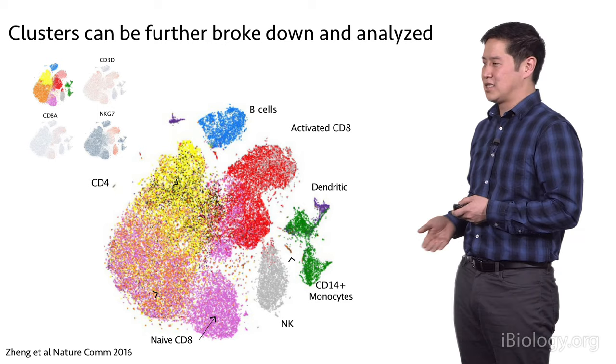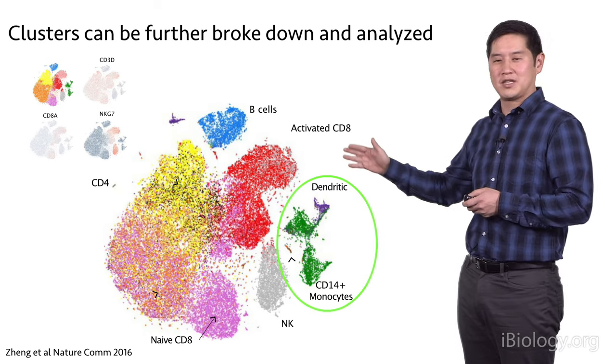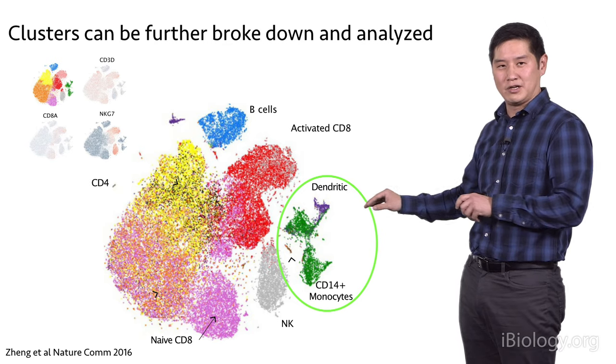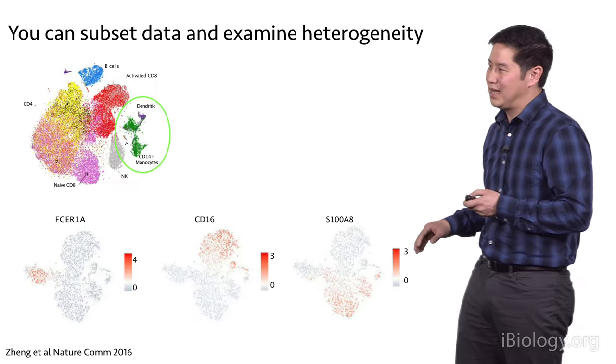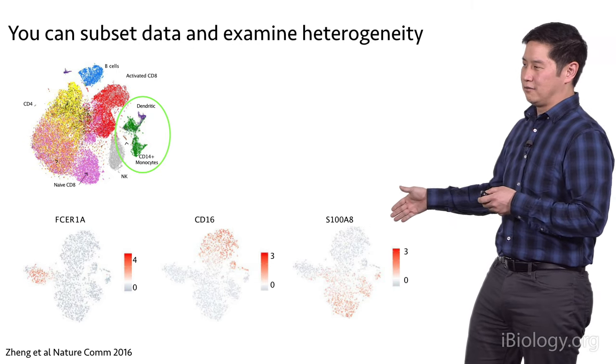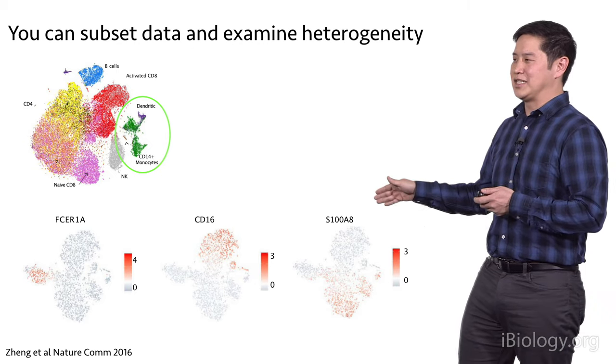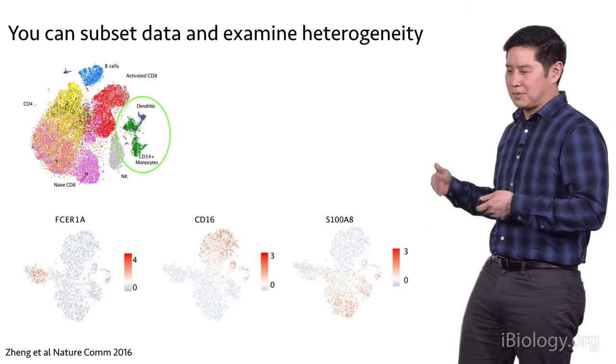And so for instance, if we were to break down this cluster and ignore the rest of the clusters and just analyze this cluster and try to differentiate this a little bit more and zoom in and recluster the data, we can take that green cluster, recluster it to get some better separation, and then ask, what are the genes that separate these? And you can go through this process iteratively.